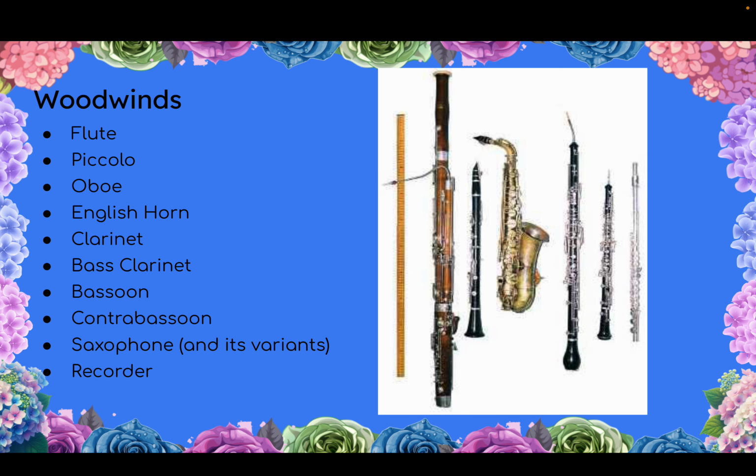As for saxophone and its variants, you'll see the same thing in trombones later. A lot of these instruments have different versions of them. There's alto saxophone, tenor saxophone, and the same thing for trombones: alto trombone, tenor trombone. They're not different instruments, they're just tuned differently.